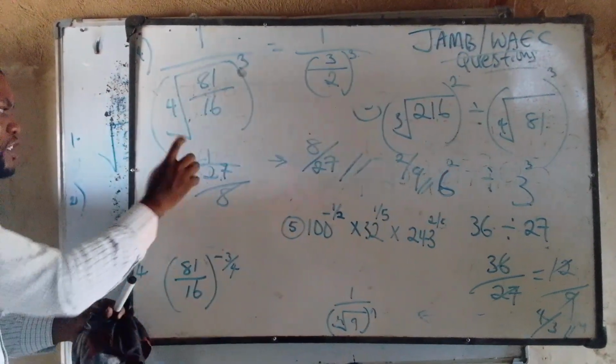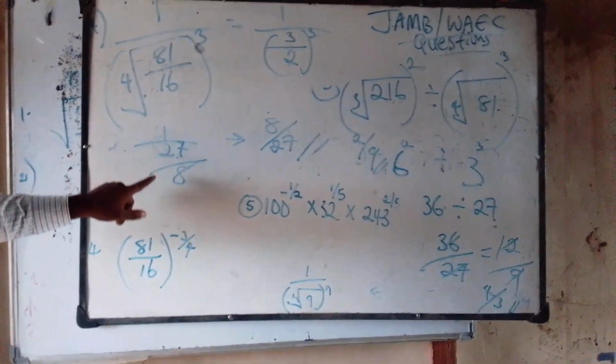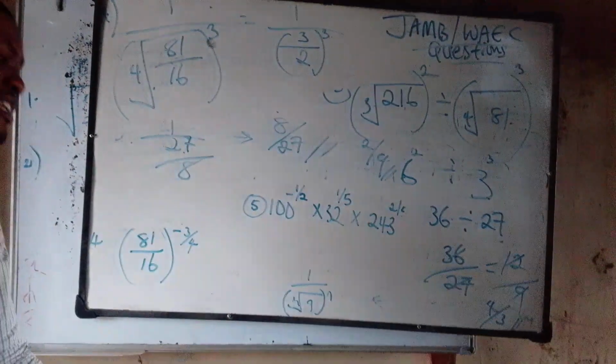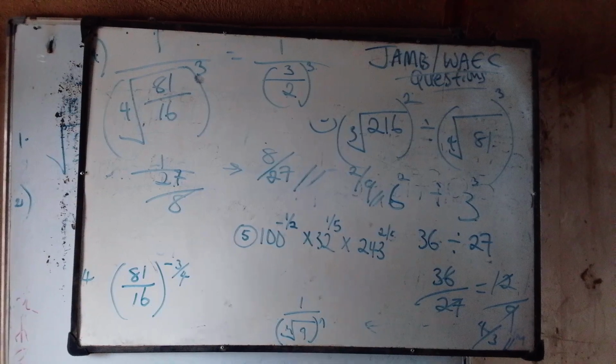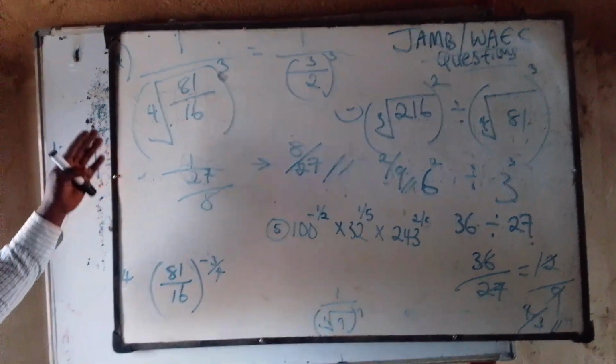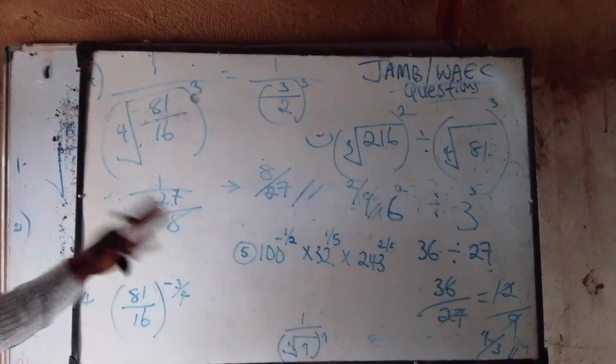That's all, to remove this work here: 1 over 27 over 8. What we do is turn it like this, get the inverse, and then put your final answer. This is the answer of question number 4. Then question number 5.